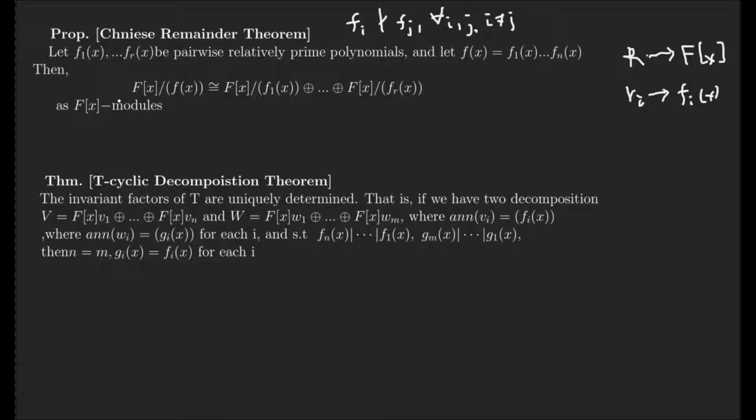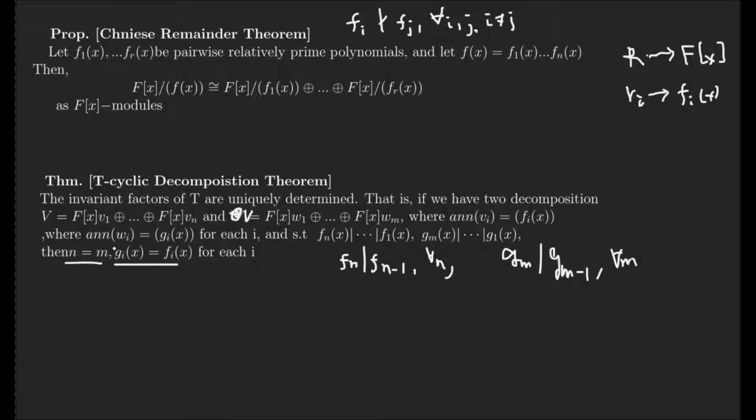And let's see the T-cyclic decomposition theorem. The invariant factors of T are uniquely determined. That is, if we suppose two decompositions exist, where the annihilators are given, this means fi divides fi minus 1 for all i, and similarly for g, because this index is n. That's a notation problem: f(n minus 1) divides f(n) for all n, and this means g(m minus 1) divides g(m) for all m. Okay, then these are the same.